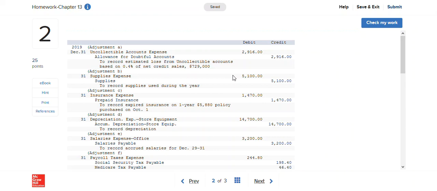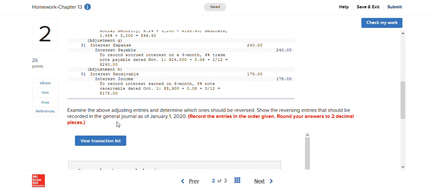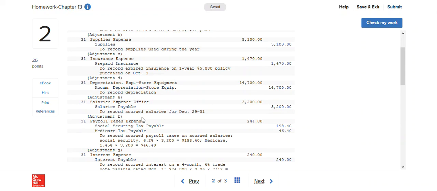I'm going to look at this one just real quick. I'm not going to walk through them, but we have some adjusting entries. And this says examine the above adjusting entries and determine which ones should be reversed. So the thing you're going to look for in reversing entries are adjusting entries that have a receivable or a payable in them. So basically you want to look through here and find any of these entries where one side of the entry was some kind of payable or some kind of receivable. The rest of them, you just leave them. You don't need to reverse those, just payables and receivables. All right, let's see what the next one looks like.